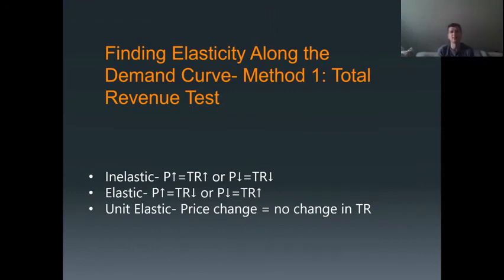Now, you might be tasked with finding elasticity along the demand curve. The first method, the one that's most common, especially on multiple choice questions, is the total revenue test. For this, you just find total revenue, so price times quantity, and how that relates to the change in price. So how did the total revenue change versus the change in price? If they both move in the same direction, if they're positively related, if price increases and total revenue increases, then it is inelastic. If it is elastic, they have a negative relationship. As price increases, total revenue decreases. And if there's a price change and no change in total revenue, then that is unit elastic.